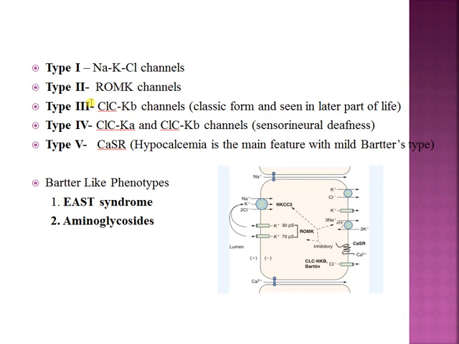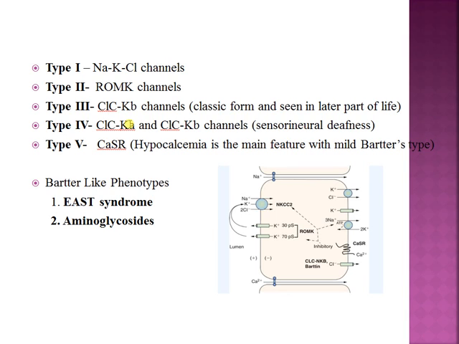Type 4 is the one which is associated with sensorineural deafness. Why? Because these chloride channel Ka channels are also located in the inner ear, and it's a combination defect of both Ka and Kb chloride channels, and hence it's associated with Bartter syndrome with sensorineural deafness. Type 5 is the one which is associated with hypocalcemia, and this is the main feature, and it is a very mild Bartter syndrome type pathophysiology, and it is due to a defect in the calcium sensing receptor.